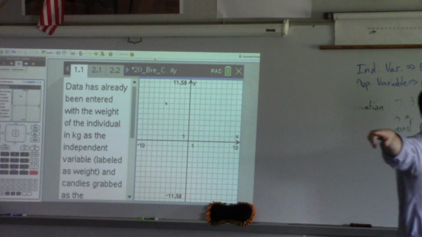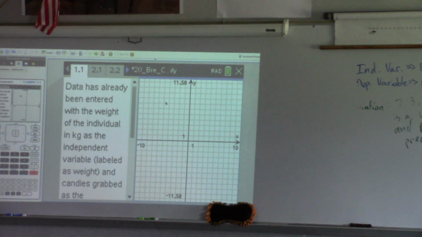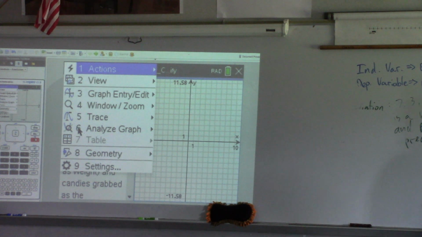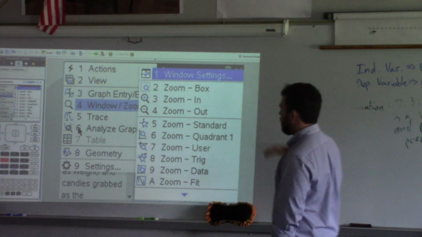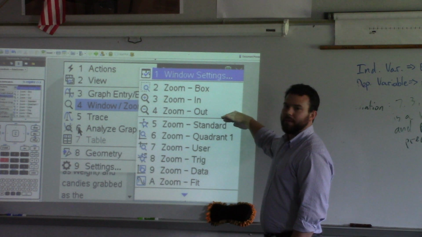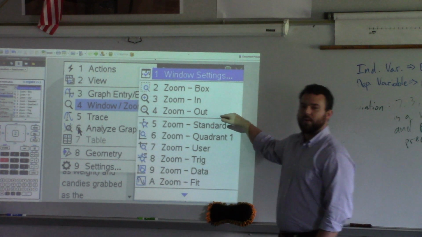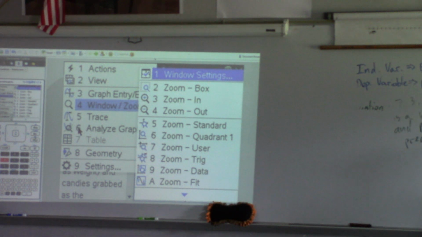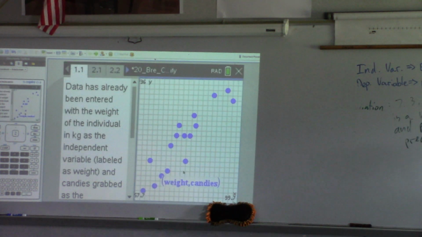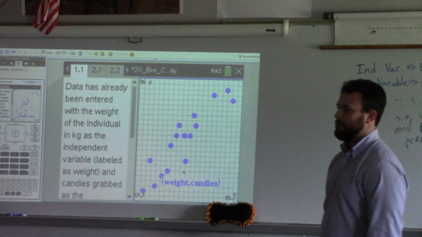That's one option. So Caleb, where did you say we need to click to get started? Menu, okay? We need to change our window. So we're going to go to 4, window/zoom. Then where are we going to go? Okay. Don't forget, right? You could click zoom out. Don't click zoom out. Don't do it. Because what we want to see is our data, right? So zoom data. And there it is. That's what we wanted to see. Okay?